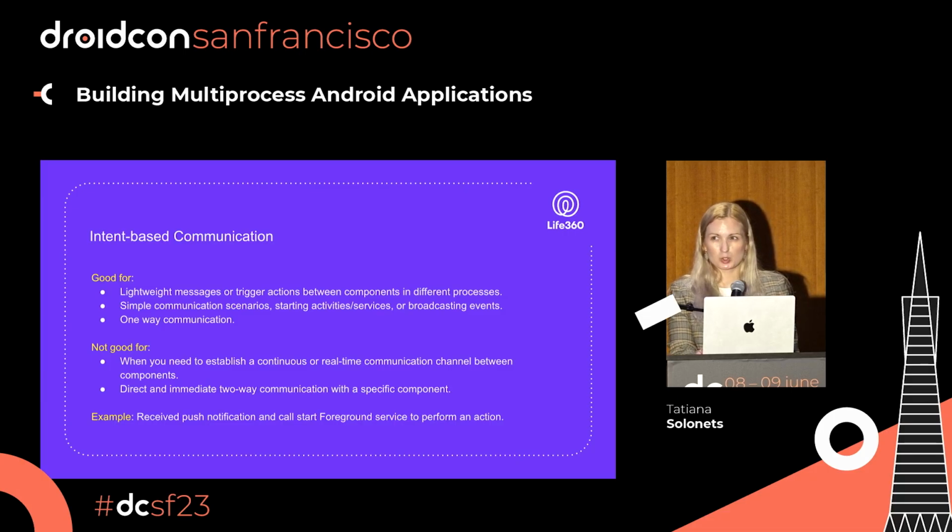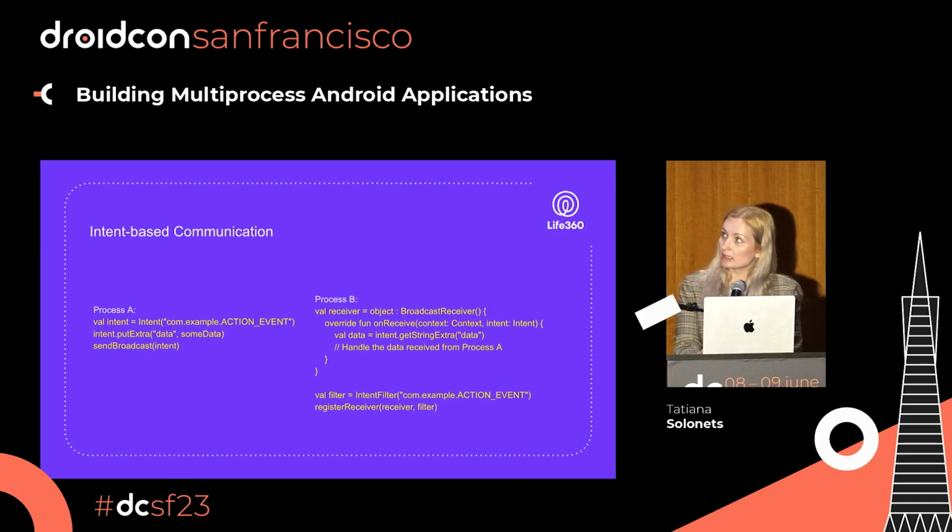One example where you could use it: imagine you receive a push notification in your main app, and what happens is you create an intent and you start a foreground service with that intent that contains certain information or action that your service from another process can start acting on, based on the received push notification. And here's just a brief example of how to send the broadcast and how to create a broadcast receiver and register it. And in onReceive, you will just get the event.